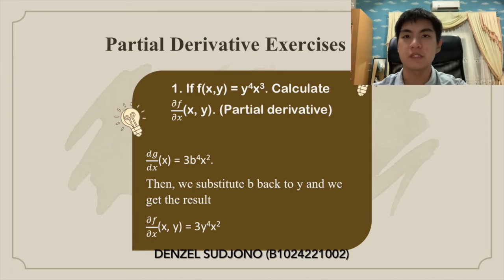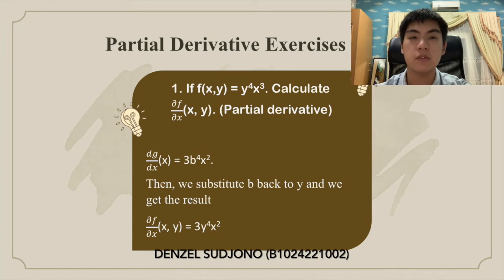So for the first question, if the function f of x and y equals y to the power of 4 times x to the power of 3, calculate ∂f/∂x of x and y. To find ∂f/∂x of x and y, we can see y as a fixed number and find the usual derivative with respect to x.